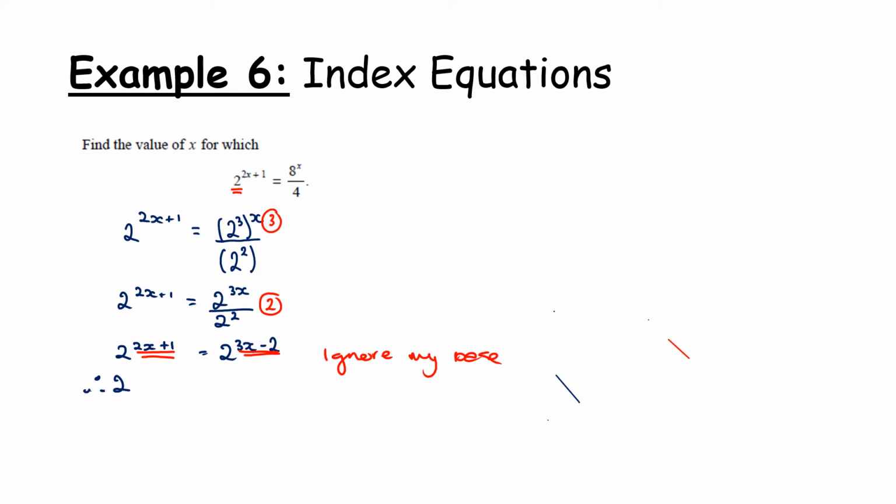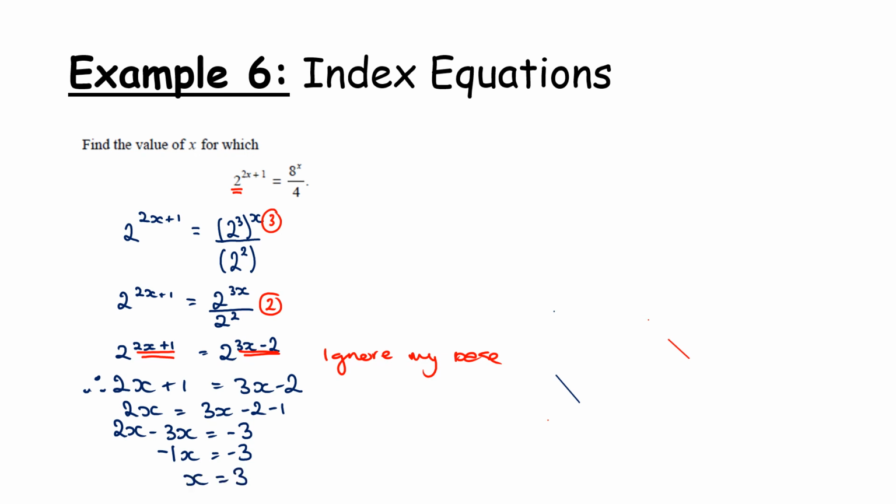So therefore, 2x plus 1 equals 3x minus 2. First thing I'm going to do, I'm going to subtract a 1 from both sides. I get 3x minus 2 minus 1. Now I'm going to subtract a 3x from both sides. So 2x minus 3x is equal to minus 3. So I get minus 1x is equal to minus 3. Divide both sides by minus 1 and I get x equals 3.